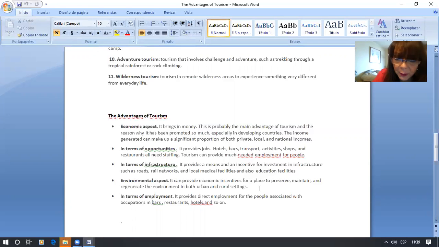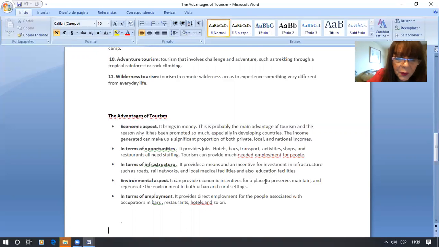In terms of employment, tourism provides direct employment for people. Everything is associated with what we talked about before, right? For example, occupations in restaurants. You can find a job in hotels. You can find a job in bars. In different places, especially in the best season of tourism, which is summer in most of the countries around the world.